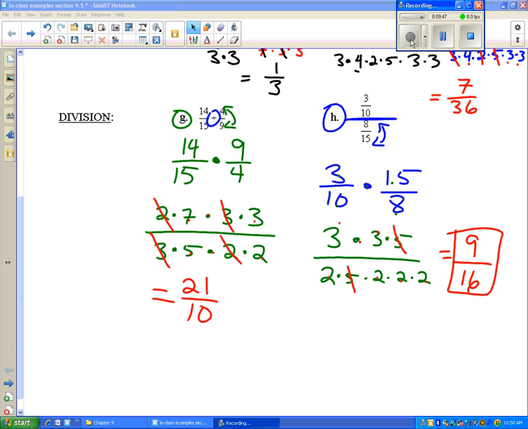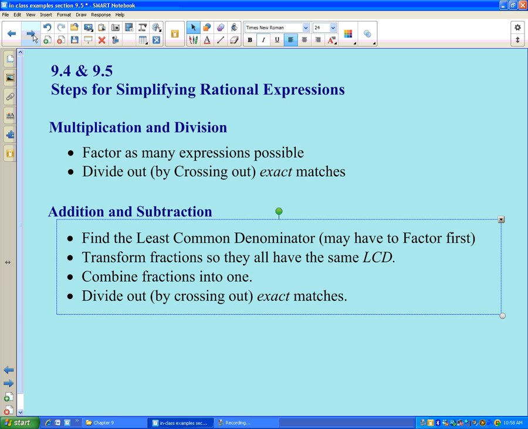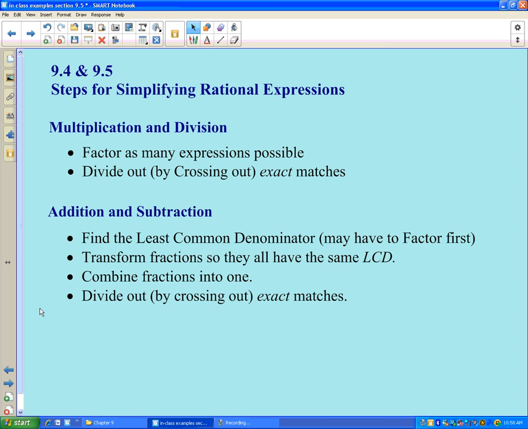So you've been doing this since middle school. Why are we doing it now? Because now we're going to do this with rational functions. We're going to go to the next step. We're going to use this in more difficult problems. Please write this down. If you have the PDF, you can PDF it, but these are some good steps. Steps for simplifying rational expressions, multiplication and division.